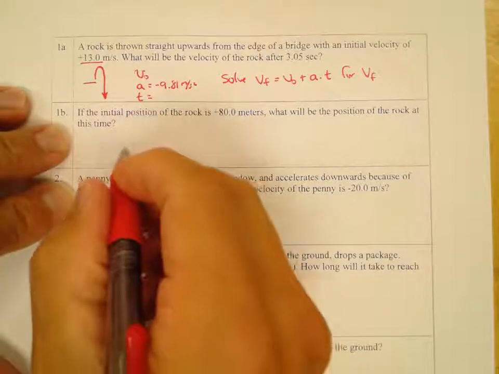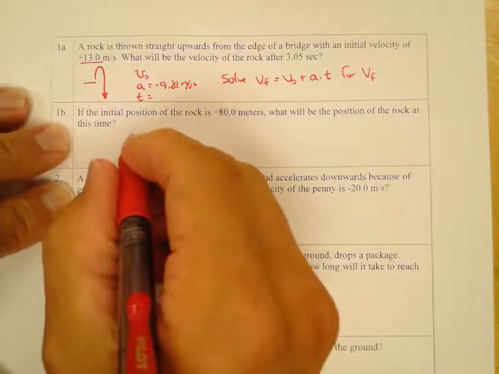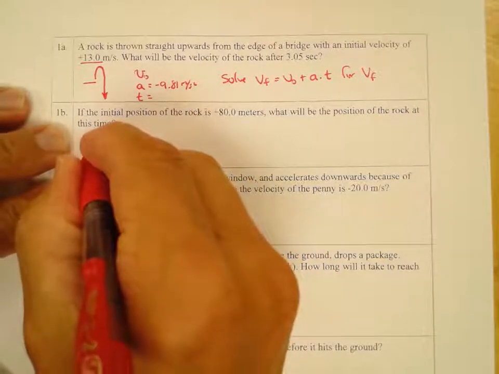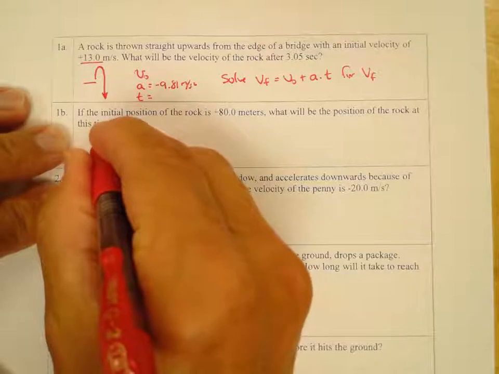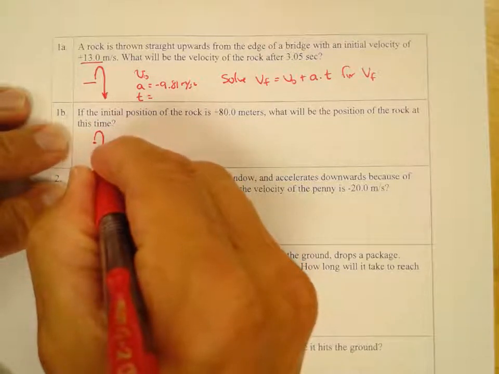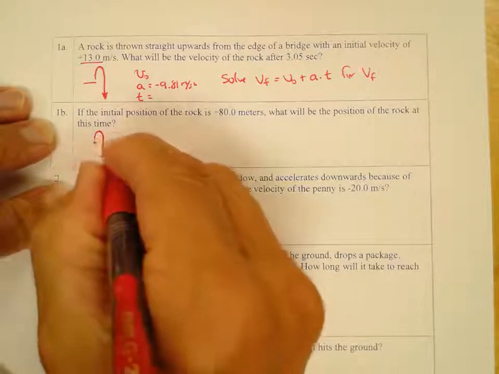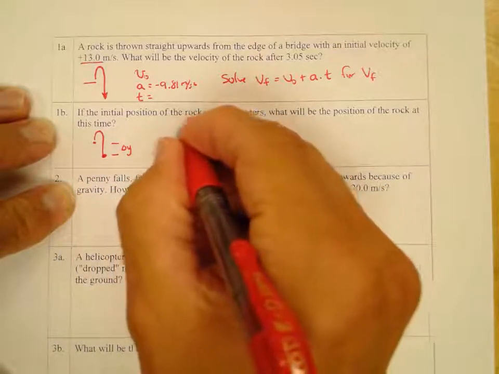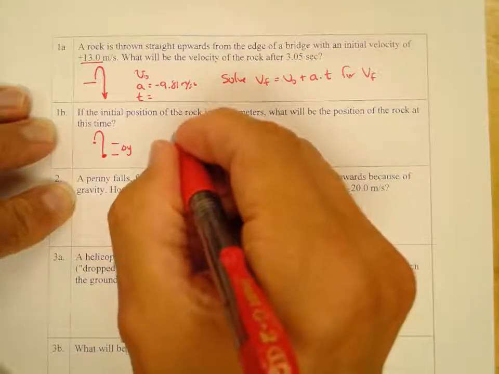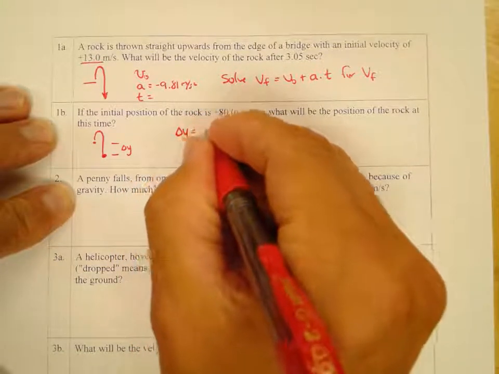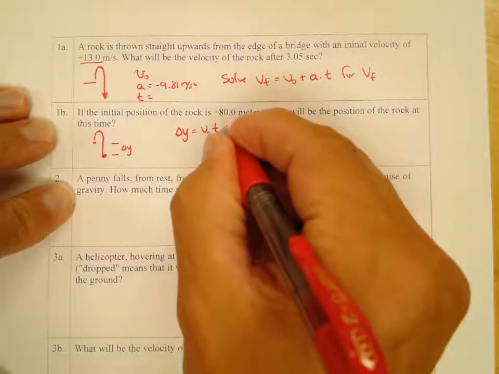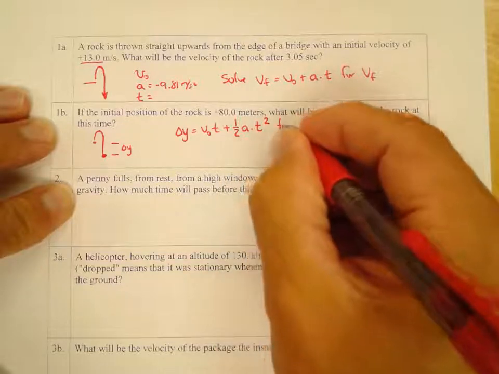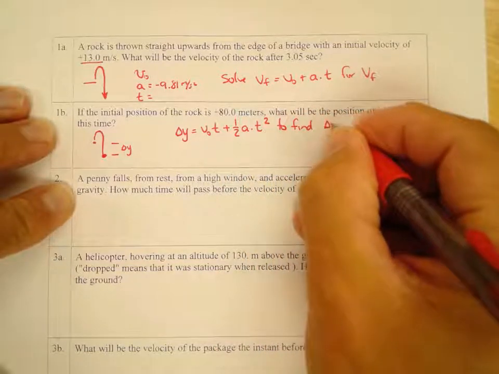So for part B, it's the same problem. And now what you're trying to find is what will be the position of the rock. So to do this, you've got to figure out delta y. The rock starts here, it goes up and back down, and then at your time, it's somewhere right here. And you've got to find delta y, this distance, delta y. And so the plan for this one, the easiest plan, is probably to use delta y equals v0t plus 1/2 at squared to find delta y.